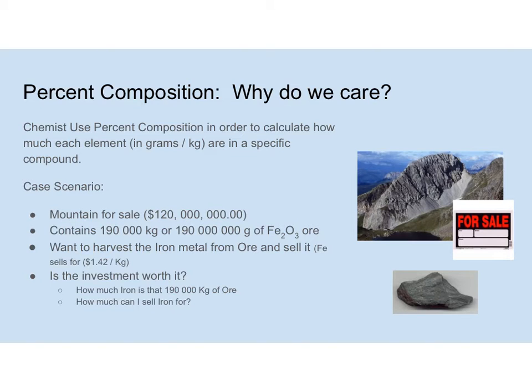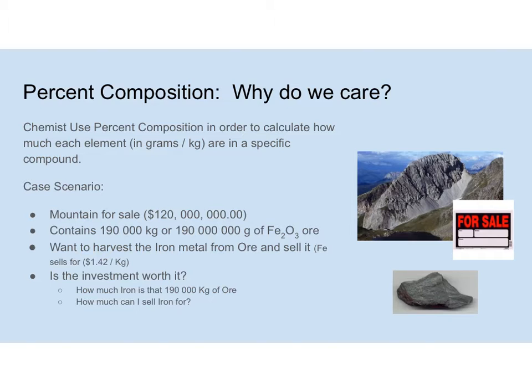Well, they would go to a chemist in order to determine how much actual metal is in there. I have a whole bunch of rock, but I want to know how much metal's in there because that's the only part that I can sell. So they would go to a chemist and say, can you do a survey of this land and tell me the value of this land? Tell me how many grams, or more like tons. How many tons of metal do I have in this mountain? So chemists use percent composition in order to calculate how much of each element, in grams or kilograms or tons, is in a specific compound. So here's a case scenario.